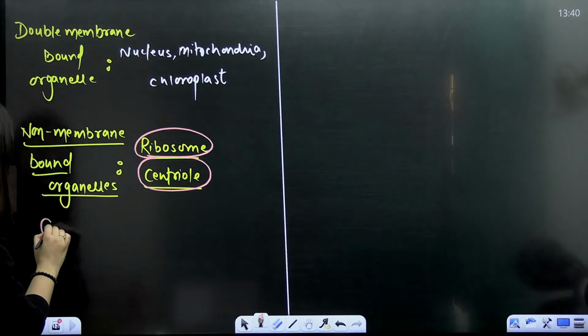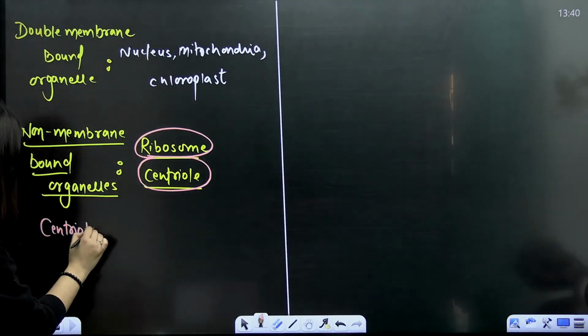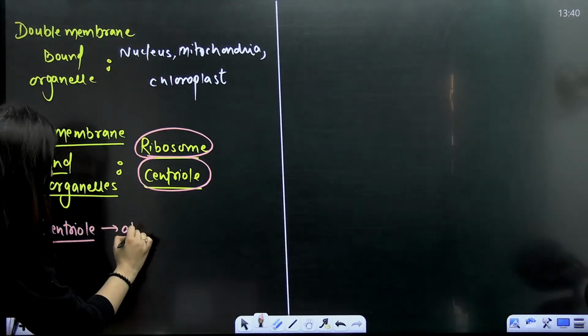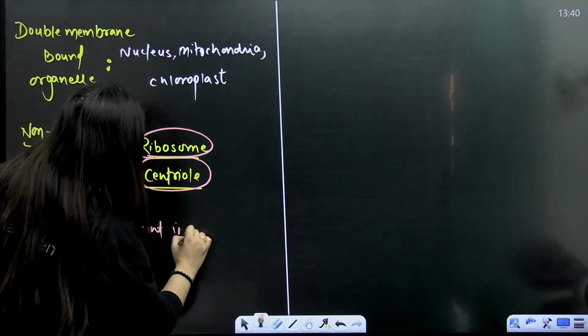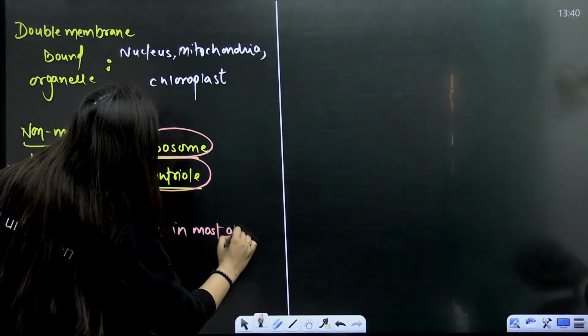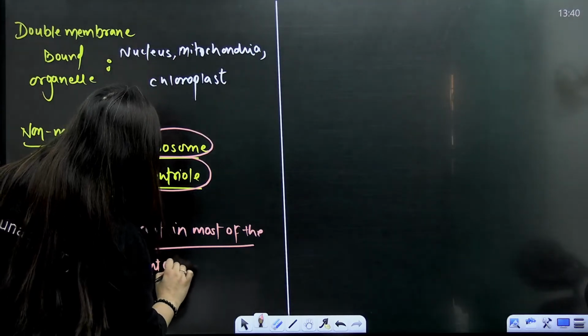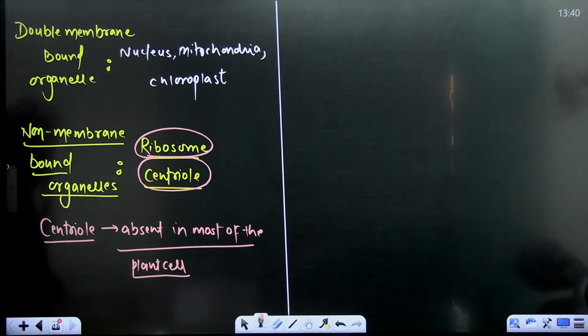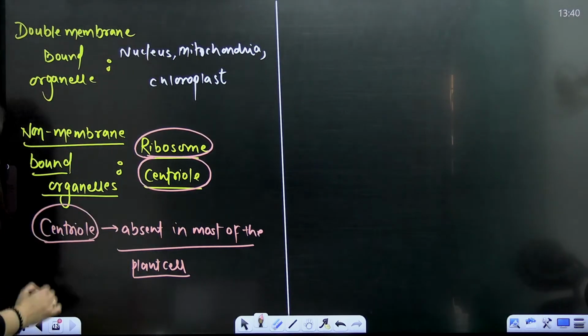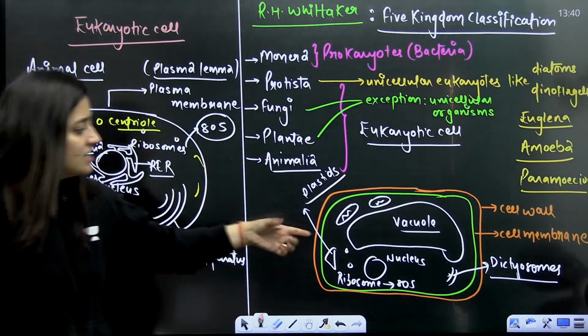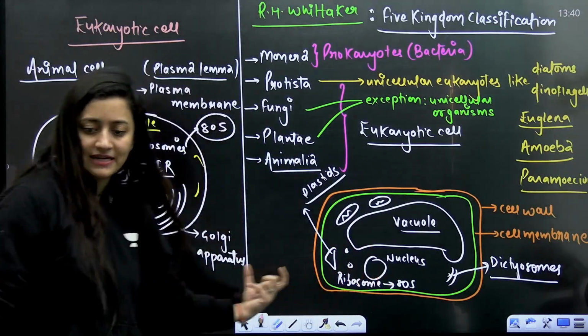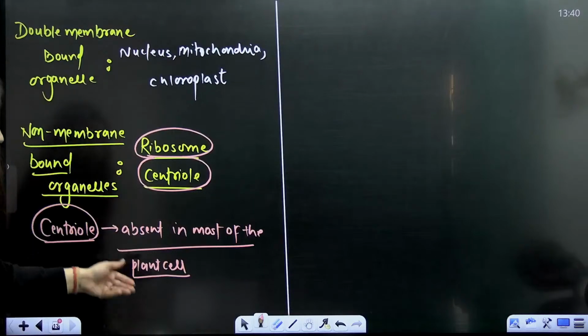Now, centriole, right? They are absent in most of the plant cells. Plant cells are not having this centriole, right? In the plant cell, you know that the large vacuole is there, which will make the nucleus eccentric. Yes, these are the terms that you need to know.